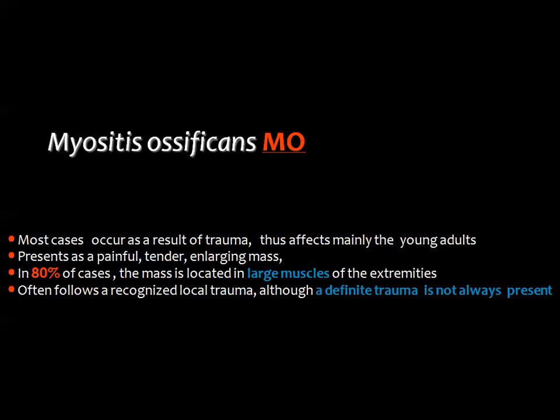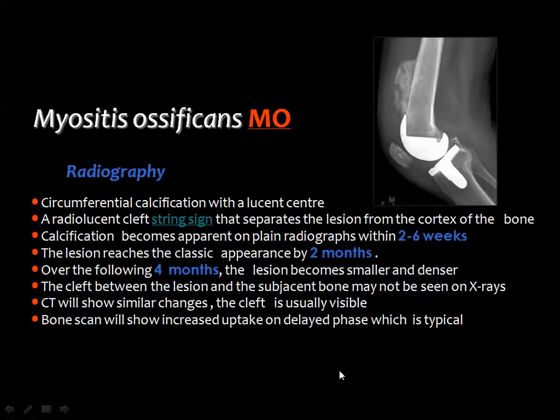This lesion affects usually the large muscles, and is commonly seen in the anterior aspect of the lower limbs, which is the site more prone for frequent trauma. The patient may present with a painful, tender, enlarging mass, and it will appear on the plain X-ray as an area of ossification or calcification in the soft tissues, usually along the shaft of a long bone.